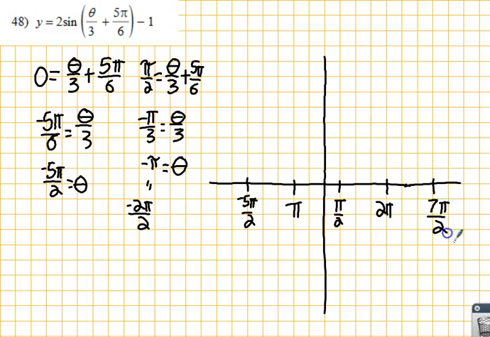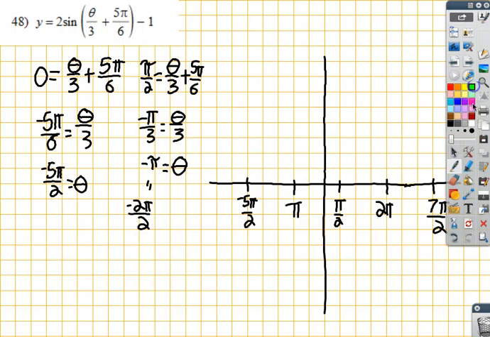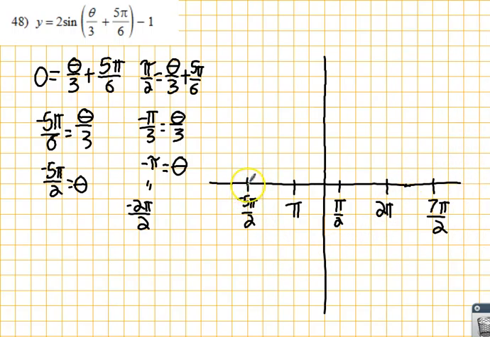Now we go on and look at my transformations. All right, I have a 2 out in front here. That means multiply all the y values by 2. That's a minus 1. That means take them and subtract them by 1. So let's look here. This is my starting point. This is where my 0 now goes. I was starting at 0. Multiply 0 by 2, 0. Subtract 1. All right, down at negative 1.